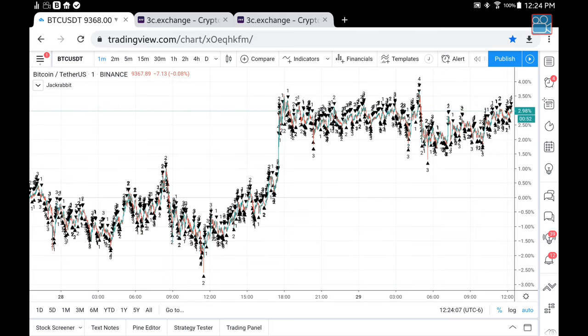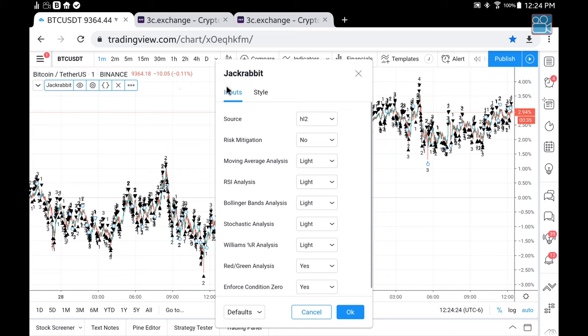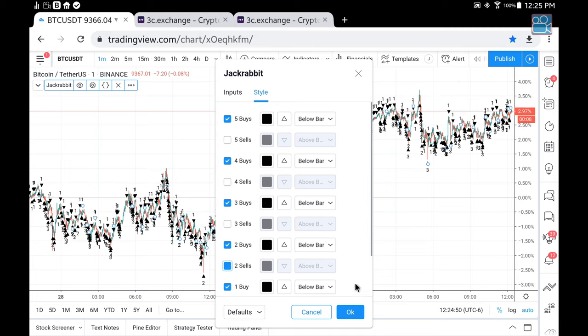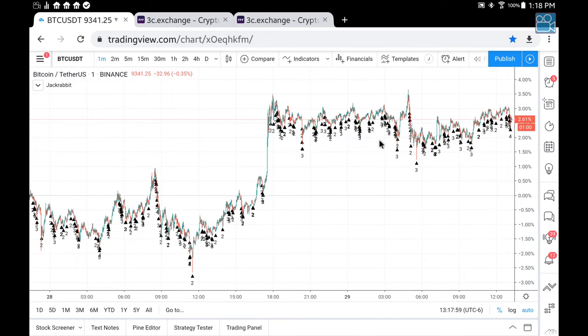That's right, these are all the buy and sell signals that Jackrabbit now sees. We're going to get rid of all these sell signals, because for this to work, all we care about are the buy signals. So go back into settings, go back into style, and now we're going to turn off all of the selling markers. Every last selling marker gets turned off. Now that we have only buy signals, we begin to see just how the strategy is going to start unfolding.